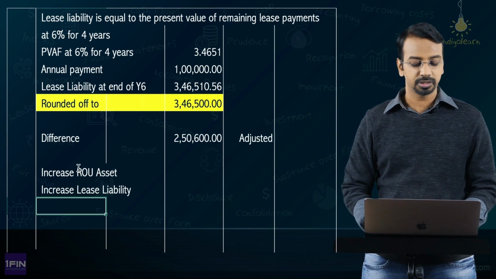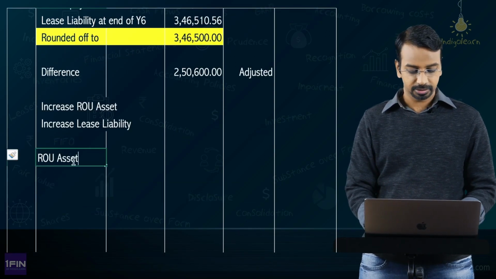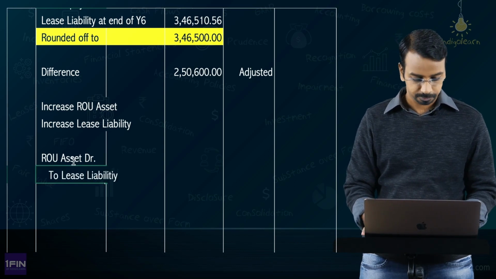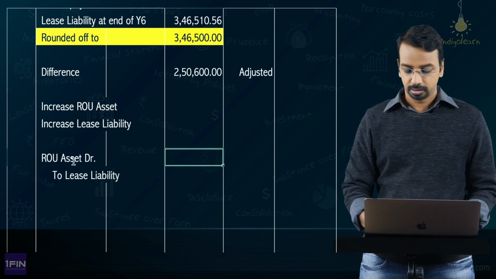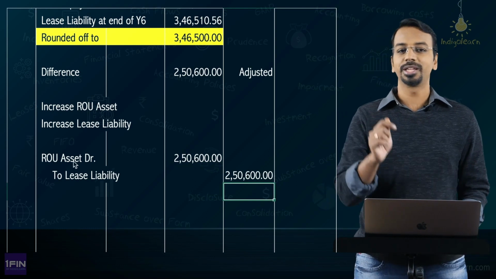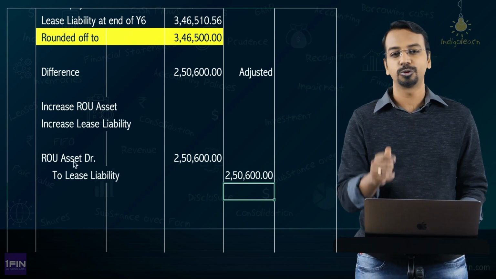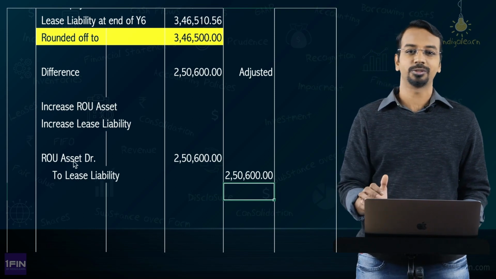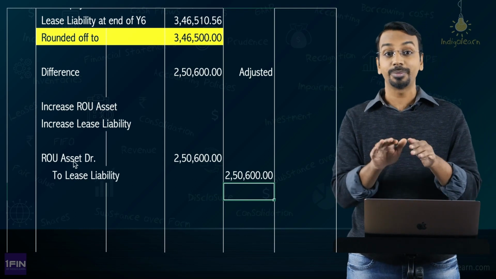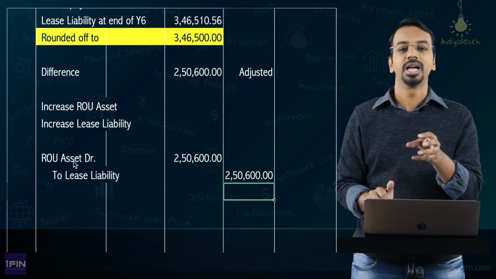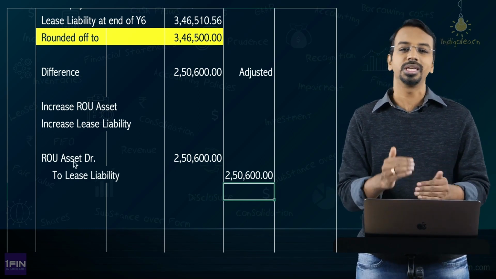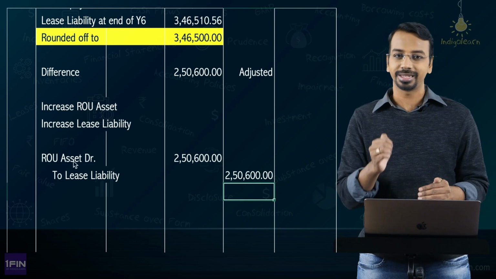Now, what will be the entry for this? Right of use asset debit, lease liability credit, 250,600 and 250,600. This is how you will remeasure the lease liability and adjust it to lease liability as well as right of use asset. There is nothing going to P&L because there is no reduction in scope. This is not accounted for separately because this is a modification in lease term and not addition of another right of use asset, and hence we are considering this a change in the existing lease liability.